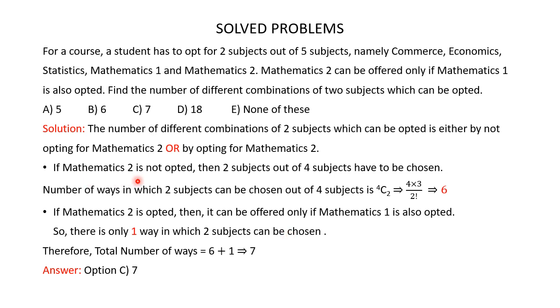So if mathematics 2 is not opted, then the number of ways in which 2 subjects can be chosen is 6. If mathematics 2 is opted, then there's only one way of choosing the 2 subjects. So total number of ways of choosing the 2 subjects is 6 plus 1, which is 7. So there are 7 different combinations of 2 subjects which can be opted by the student. So the correct answer is option C, 7.